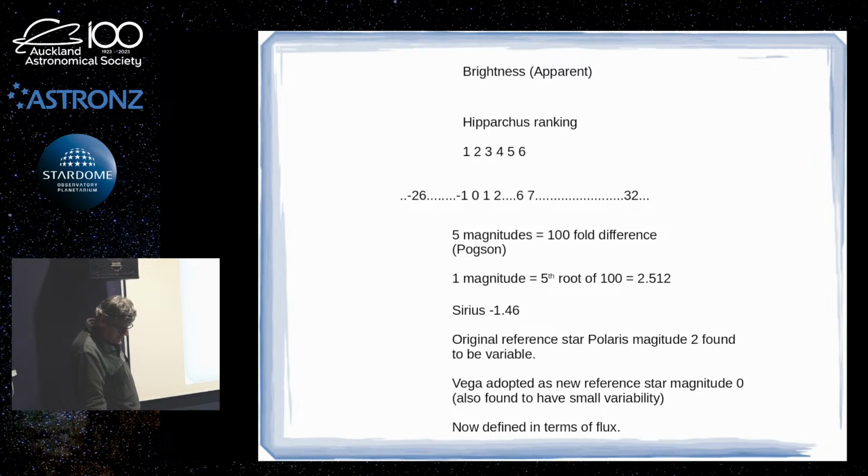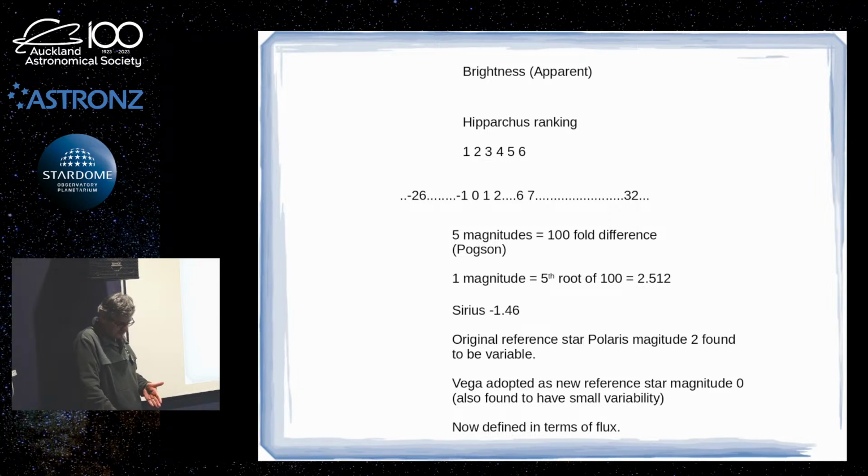And you can do the calculation. The difference of 1 magnitude is the 5th root of 100, or 2.512. So a first magnitude star is 2.512 times brighter than a 2nd magnitude star. And of the stars, other than the sun, the brightest is currently Sirius at minus 1.46.